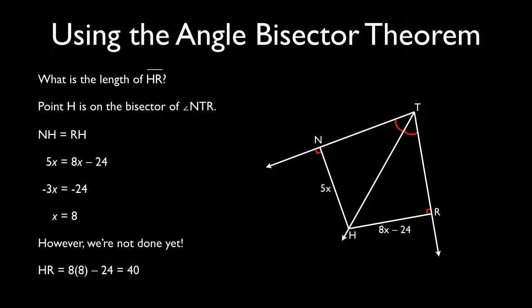8 times 8 is 64. 64 minus 24 is 40. Now I do want to point out something here. Since HR and HN are the same length, I could just as easily have plugged that 8 into the 5x, and 5 times 8 is 40. That might have been a much easier way to do that, right? Keep that in mind as you do some problems on your own, and then you're done with your lesson.